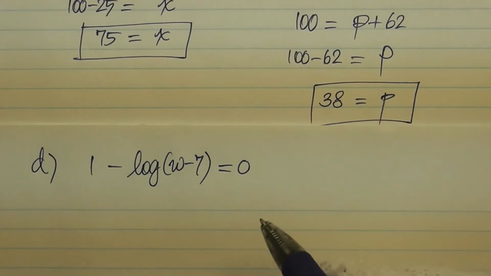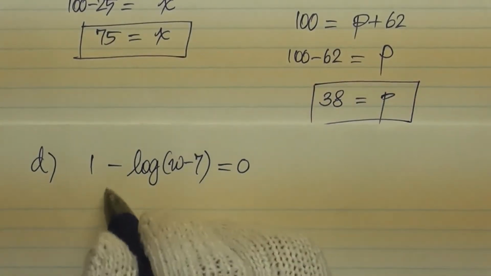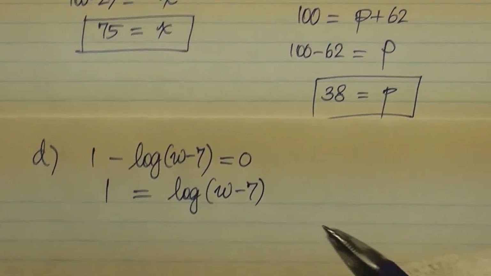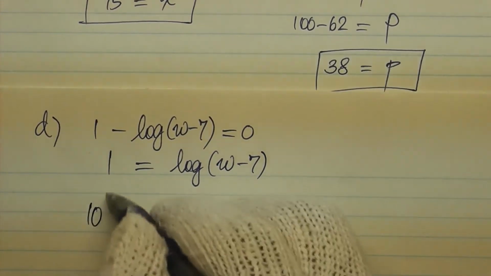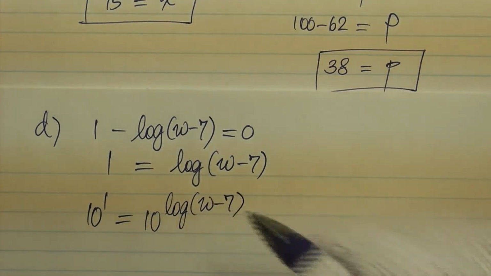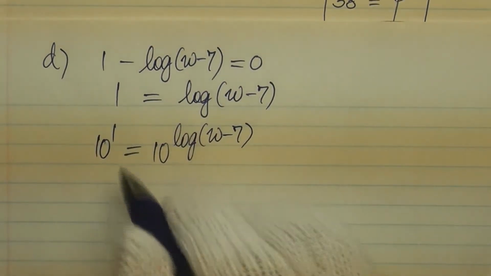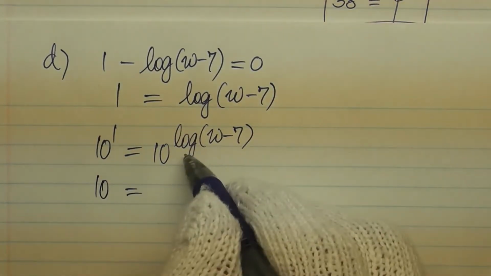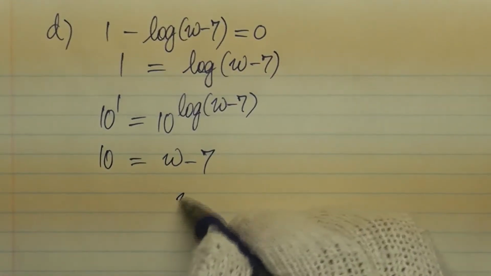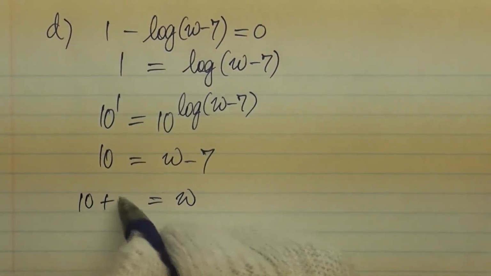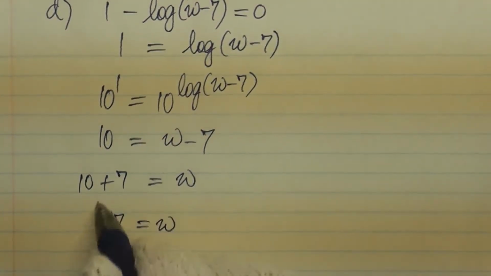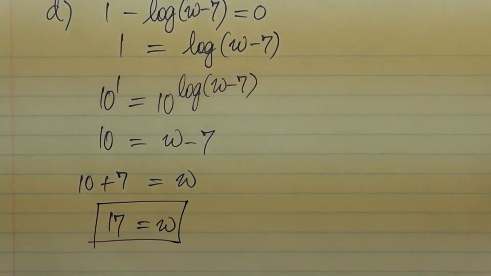One minus log w minus 7 equals 0. So I'm going to move this to the other side. I'm going to raise both sides to base 10. Ten to the 1 is 10. 10 to the log w minus 7 is w minus 7. So w is in fact 17.